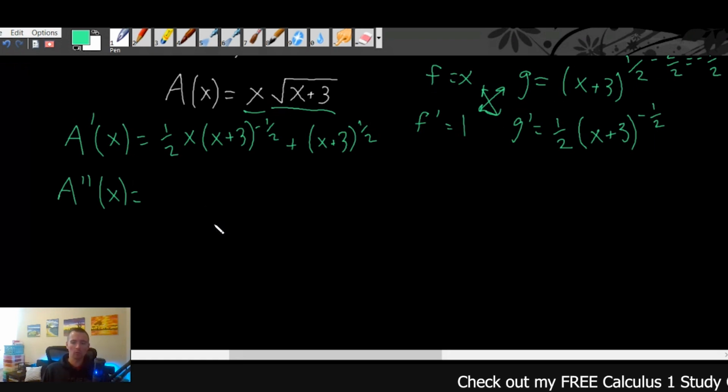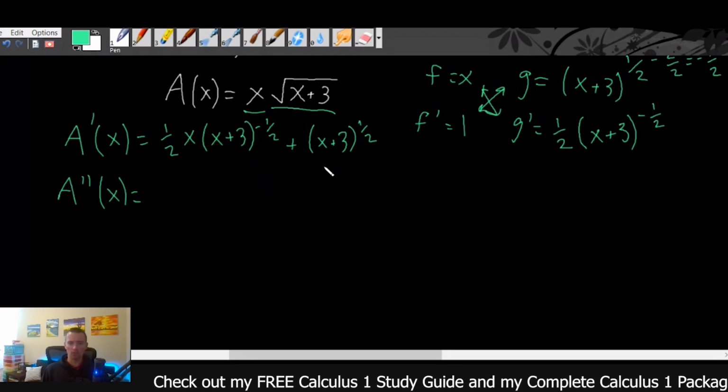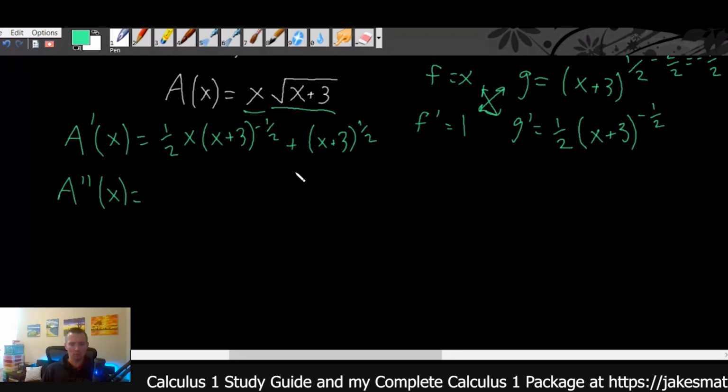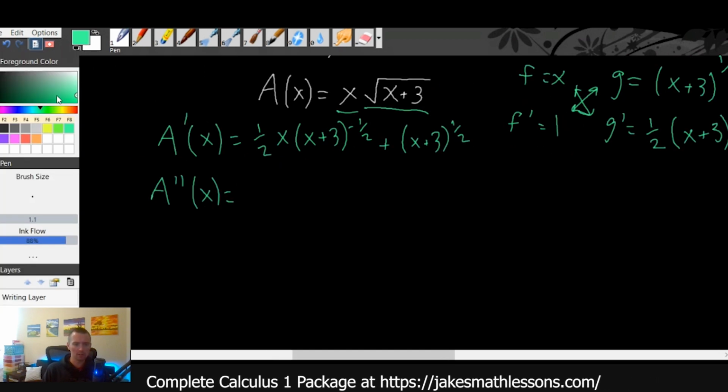We could do kind of like what we did in the last problem, where we could factor out this x plus 3 to the negative 1/2, or we can carry on taking the derivative of each of these pieces separately. I'm not really sure which one would be easier. They'd probably be pretty similar. So we'll go ahead and just do each one separately. So we'll create a separate little problem over here.